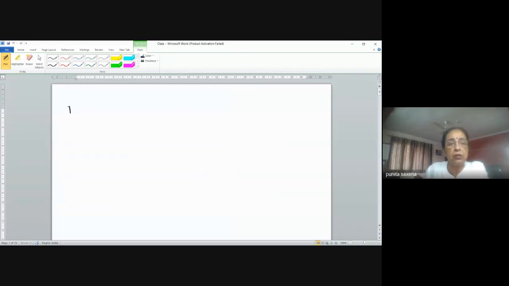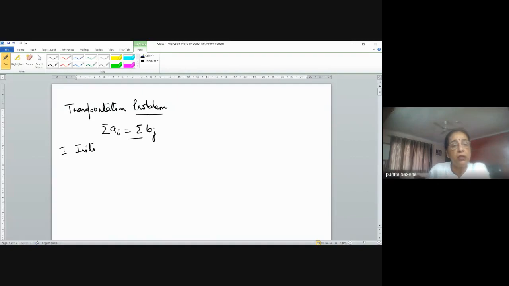Mathematical formulation of the transportation problem. How would the problem that we had seen look mathematically? We can solve only a balanced transportation problem, in which total supplies equal total demands. So you have to first verify that summation Ai is equal to summation Bj. The first step would be to look for the initial basic feasible solutions.